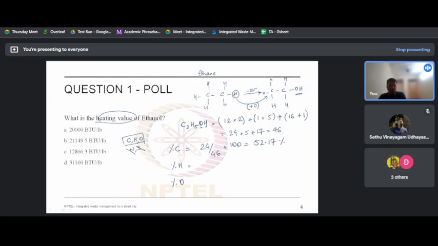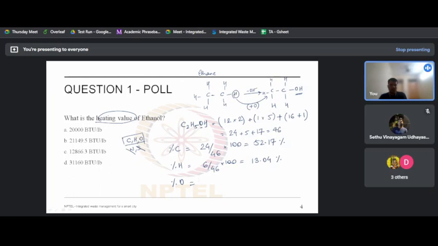Then we need the percentage of hydrogen. So we have 5 and 1, 6 hydrogen atoms. So that would be 6 divided by 46 into 100. So this would be around, I think, 13 to 14%. Yeah, so this is 13.04%.